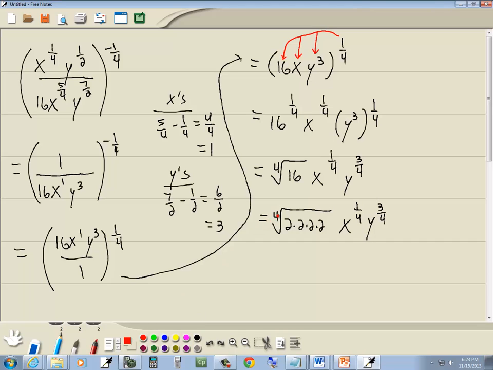Now our index is 4, the number in the slot right here, so we're looking for a set of 4 of something. Well, here are four 2's. So the four 2's are going to come out in front as a single 2. So this gives us 2x to the 1/4, y to the 3/4. And that's our answer.